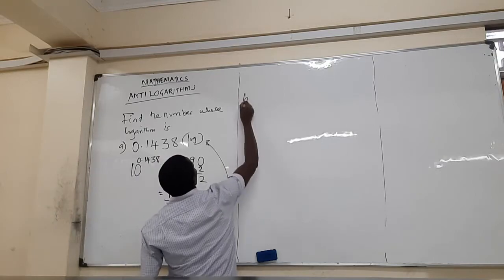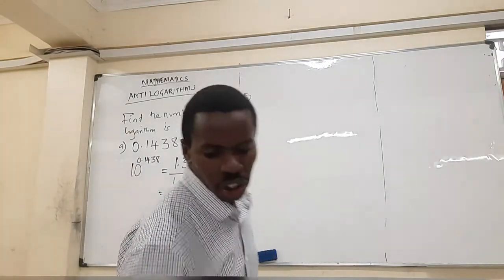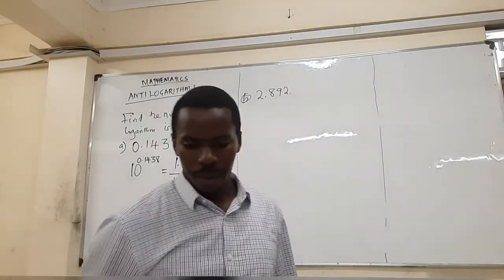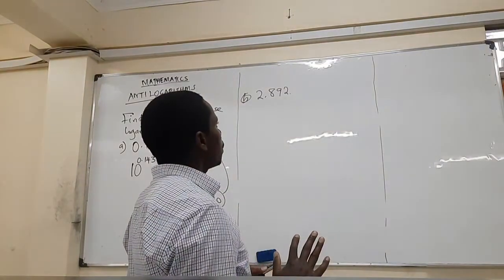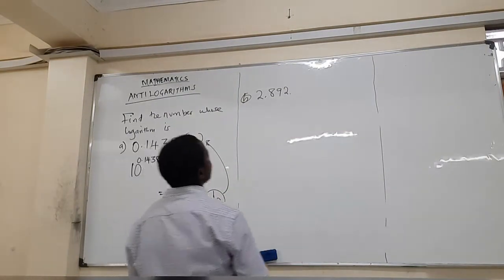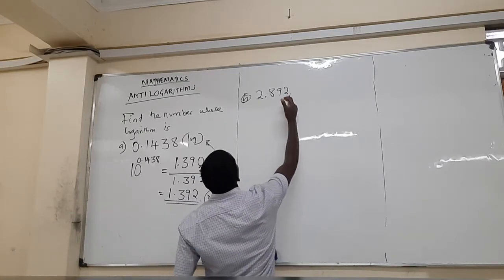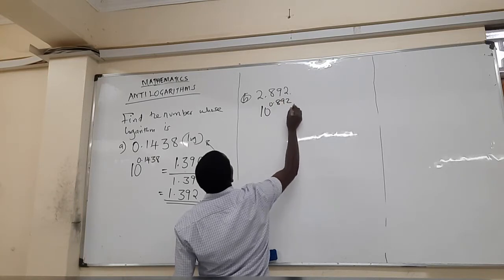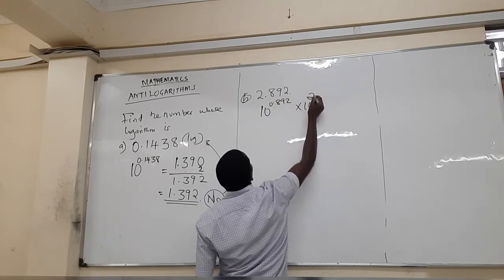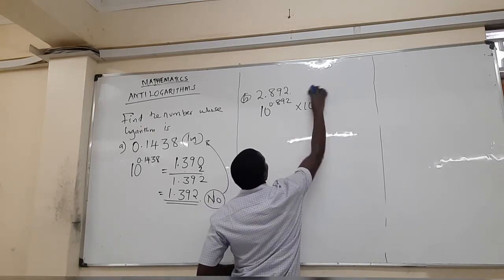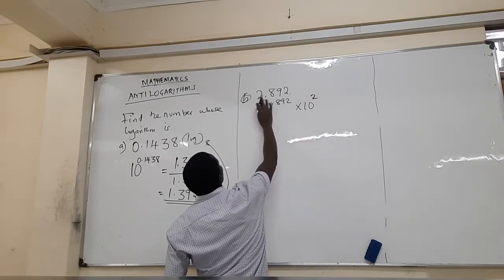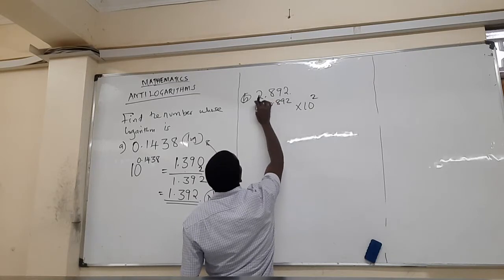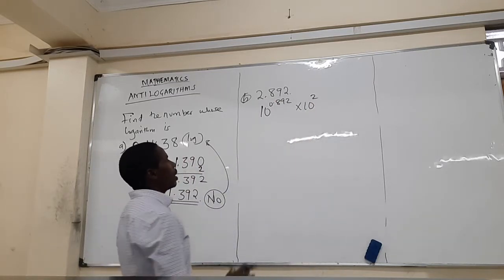Let's have another example. Example 2. We have 2.892. In this case, using our table, we only need the decimal part. So we can write it the way before: to get 2.892, we had 10 power the decimal part, 0.892, multiplied by 10 power positive 2. So the mantissa part is 0.892, the decimal part, and the whole number 2 there is our characteristic.